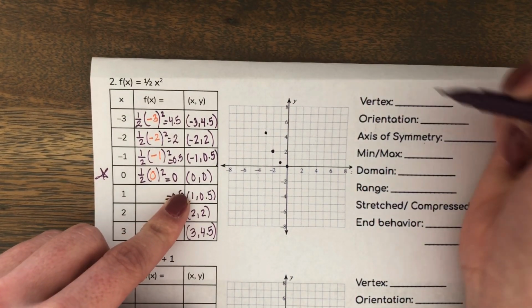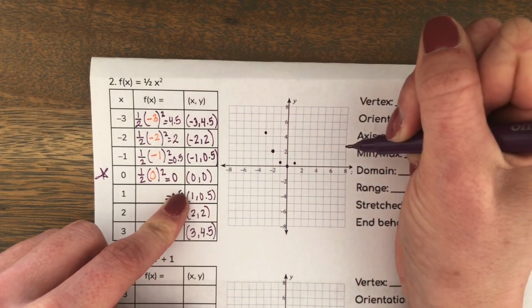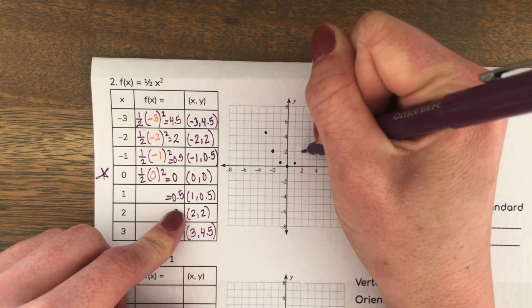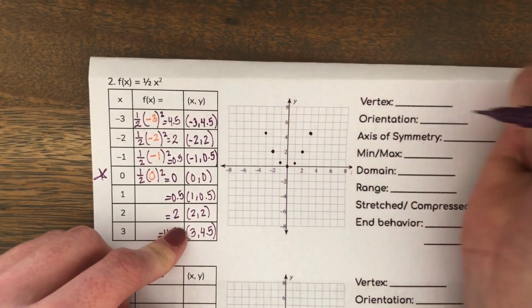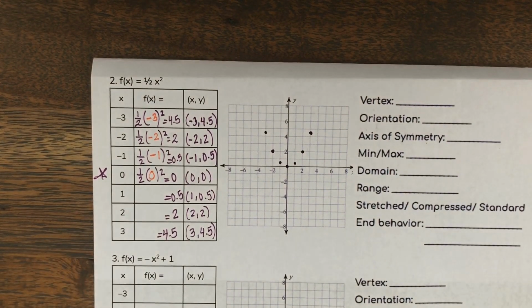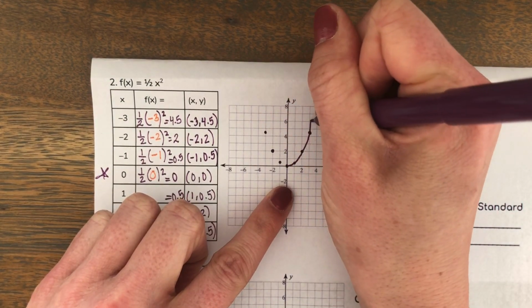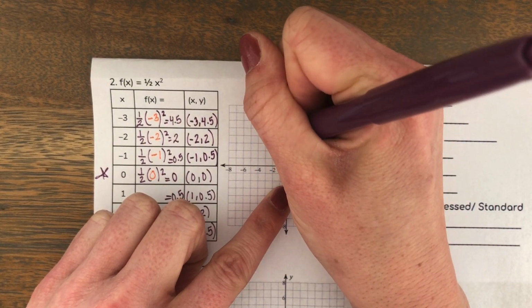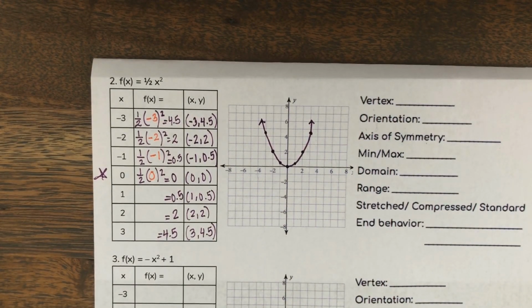And then when you start doing the other side, they should be lining up with what you already graphed. 2, 2, and 3, 4.5. So they all line up. And then make sure that when you connect them, don't do them as a straight line. You want it to kind of look like a U. And then there's your graph.